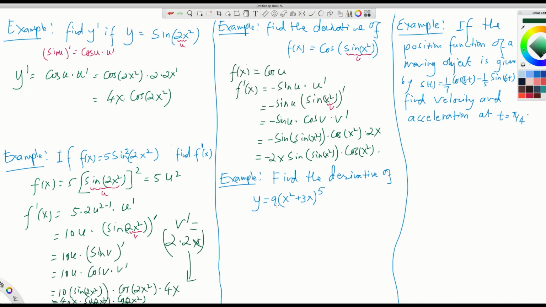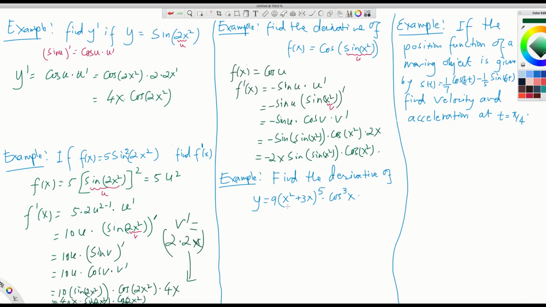Find the derivative of y equals 9 times (x squared plus 3x) to the 5, times cosine cubed of x. Let's do the product of these. If it is a quotient or a product, we do a similar method. Just use the product rule or the quotient rule wherever needed, but it's exactly the same concept.